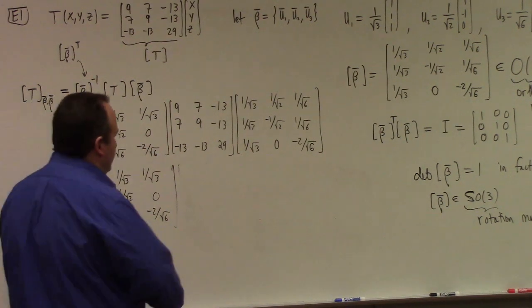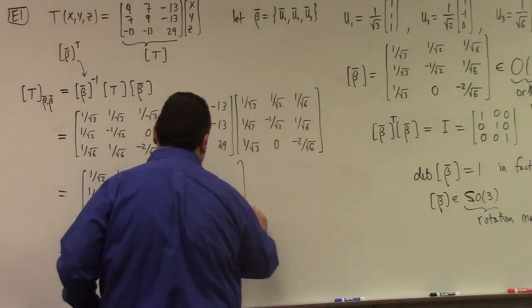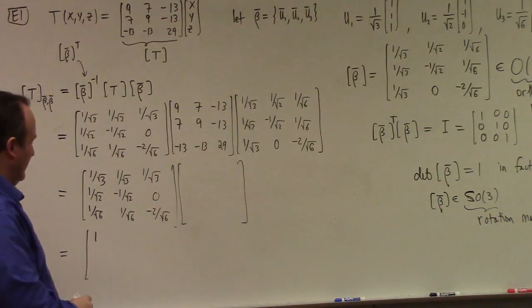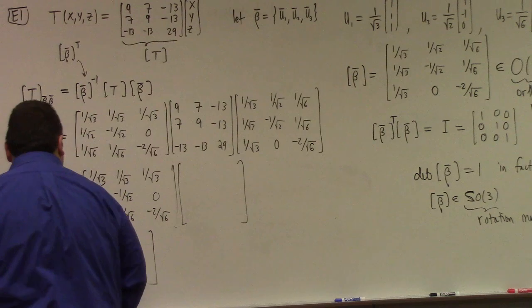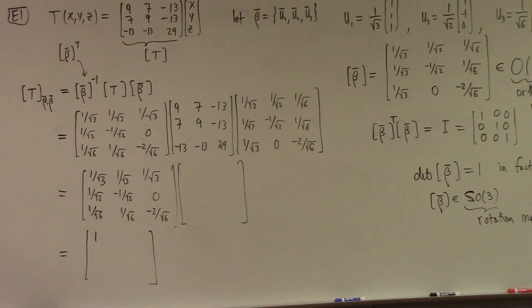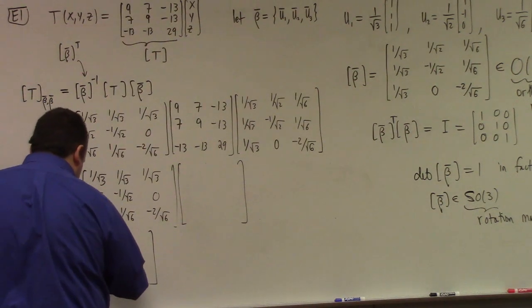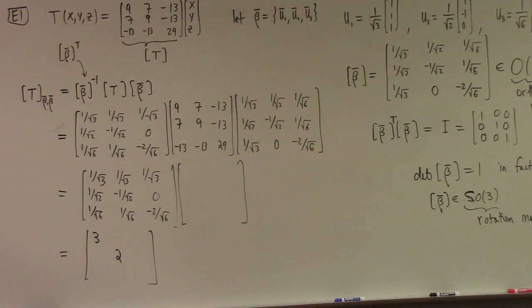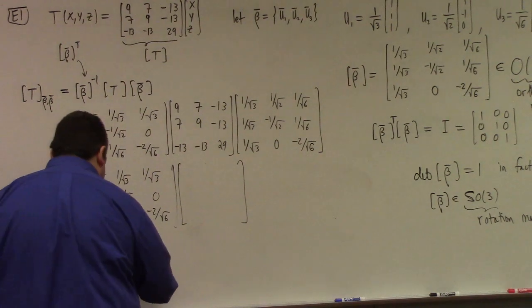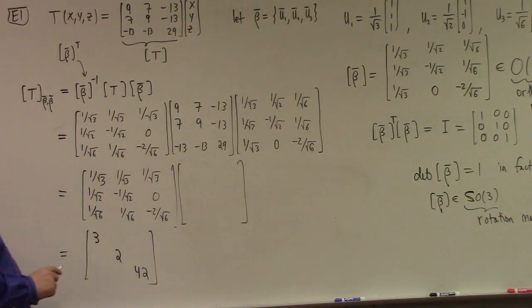All right, so there's an ugly matrix full of roots here, and when we actually do that, what are we going to get? We will get 3, 2, and 42. That's right. Very good. Who said that? You just guessing? Good guess.